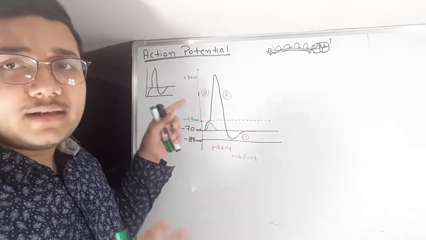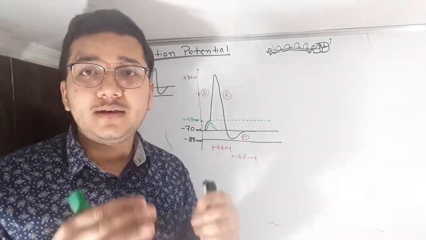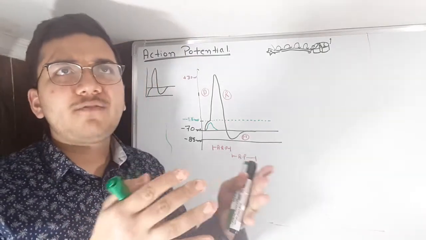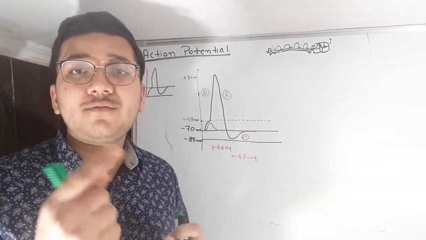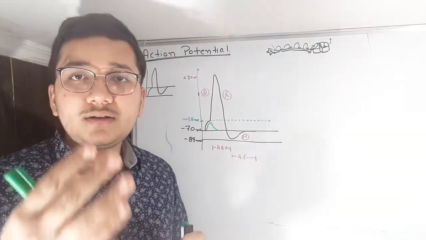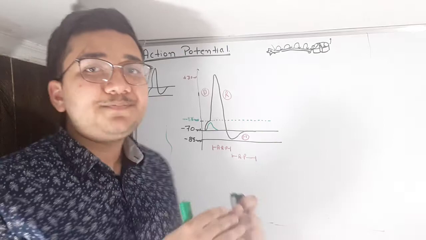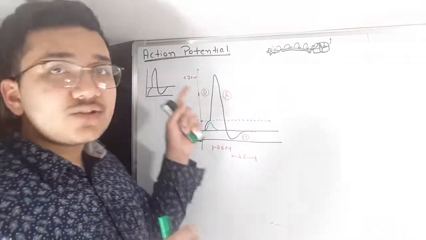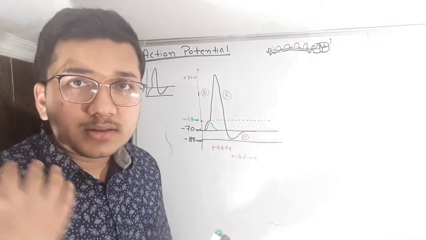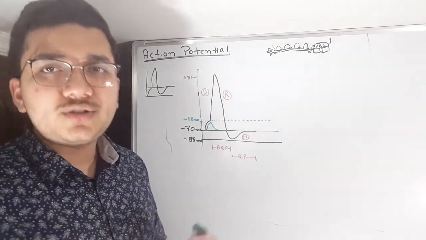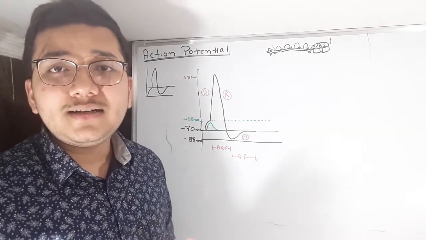But at the level of plus 30 millivolt, what happens is that we have a voltage-gated channel, and there we have one inactivation gate for the sodium VGC. The inactivation gate gets closed when it reaches plus 30 millivolt. We will see this later in this video, but once the inactivation gate closes, there will be no further influx of Na positive inside the membrane.